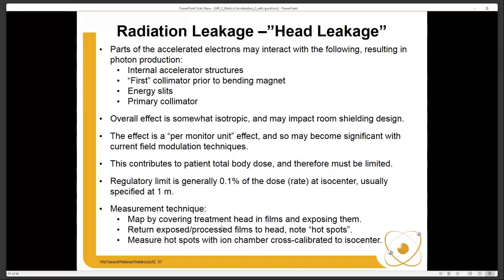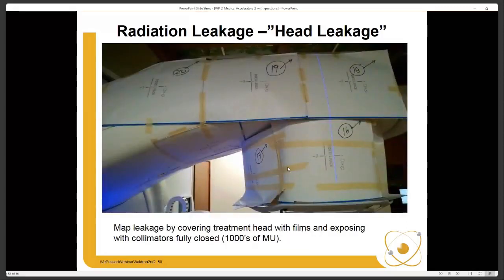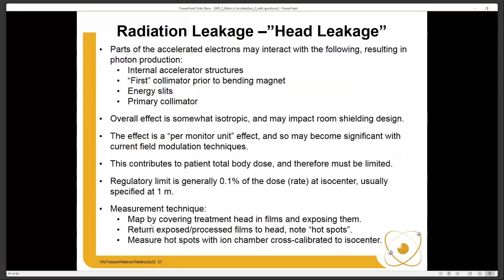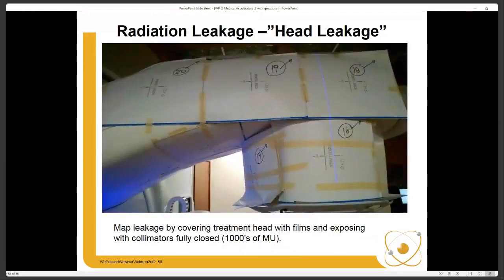First, I map the field by covering the treatment head in films and exposing them. Here's a picture of a Versa HD with most of the head covered with films. Notice that each film has a number and an orientation mark, because once I have exposed this with the jaws closed and running many thousands of monitor units, I am then going to process these and return them to the head in the same locations. And I'm going to look at the hotspots that show up, and then I'm going to use an ion chamber that I've cross-calibrated to the dose rate at isocenter in order to measure the exposure levels at usually 1 meter from these hotspots.